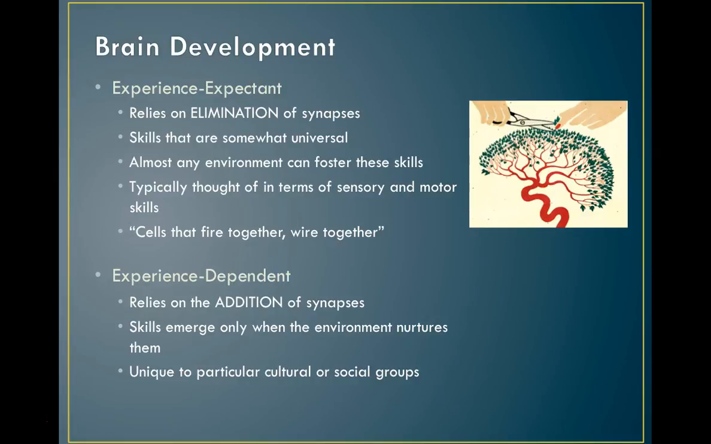So basically here, the idea is the cells that fire together begin to wire together, right? So we would expect this across experiences. Maybe that's a good way to think of experience expectant. Experience dependent, however, means that this is unique to particular cultural or social groups, and these skills only emerge when the environment nurtures them. So here we're talking about the addition of synapses based on experience in the environment. Hopefully that kind of clears up that concept for you, but definitely post in the discussion post for today if you're still struggling with the concept.